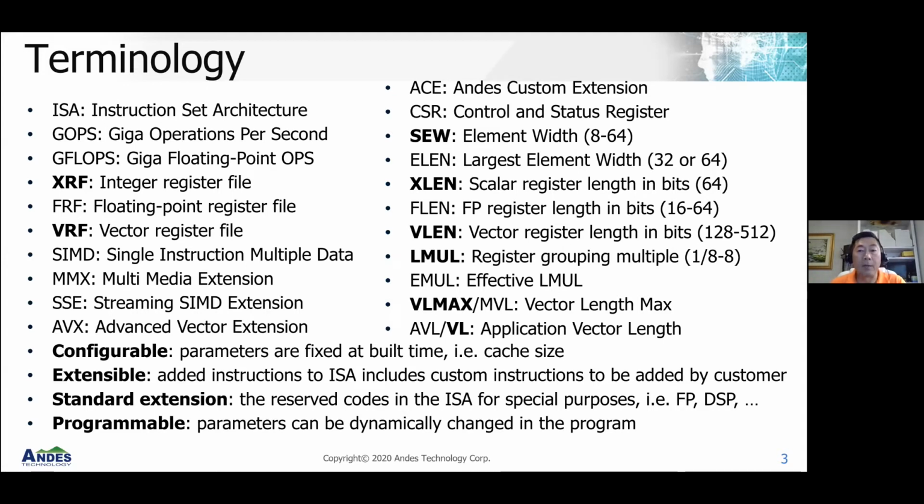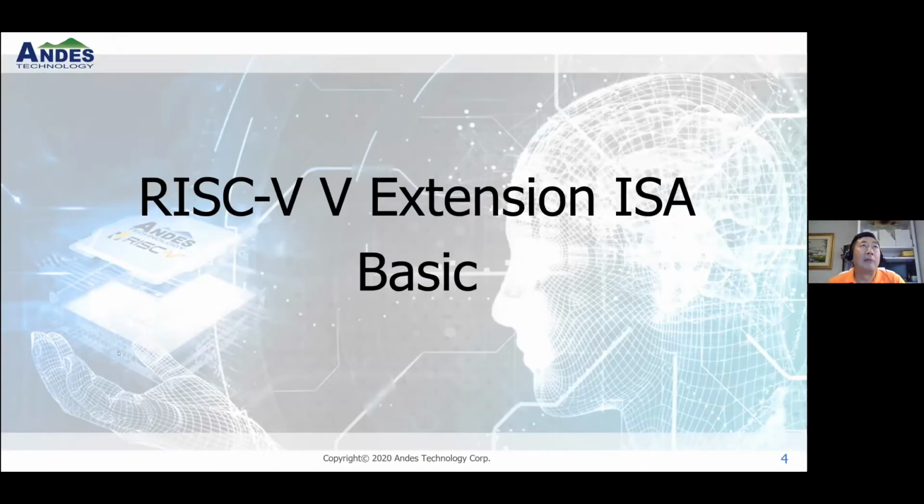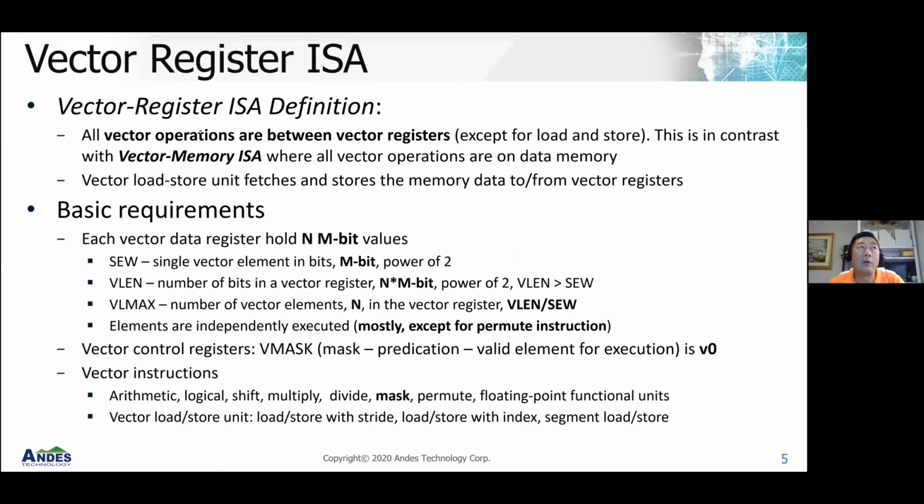So let's go to the basics. The vector register ISA is a vector register operation. All the vector operations are between vector registers, except for load/store, and this is the basis of the RISC concept. Only the load/store instructions access the memory. All other instructions are basically register-only instructions. This is in contrast with some other vector memory ISAs, where all vector operations are on the data memory.